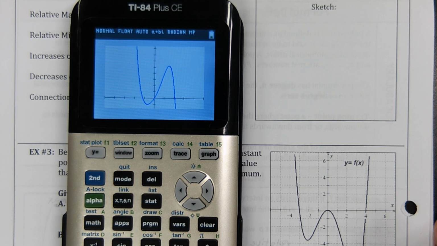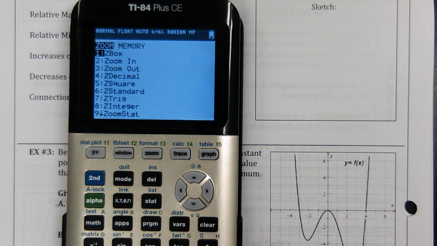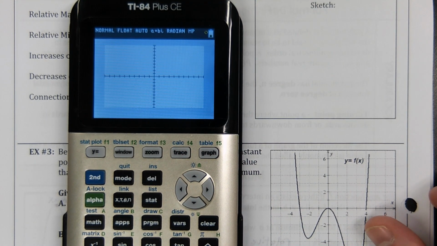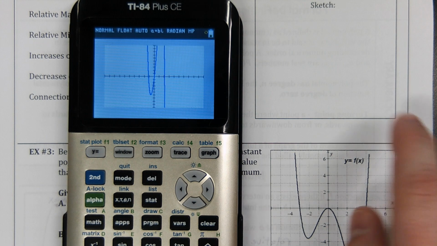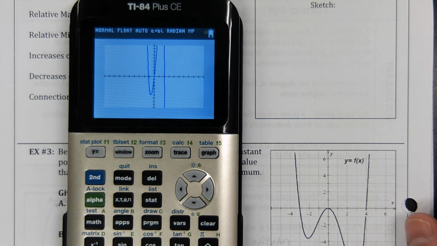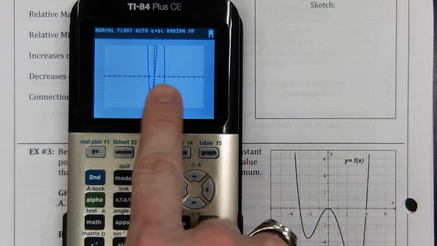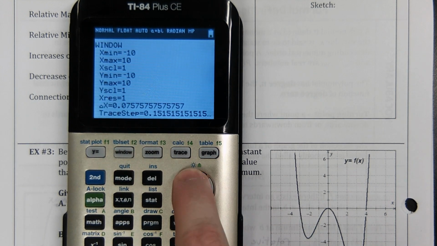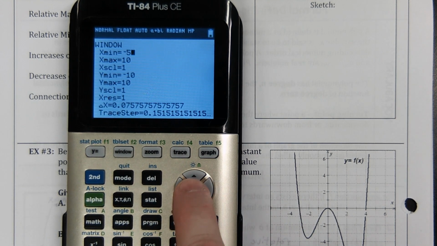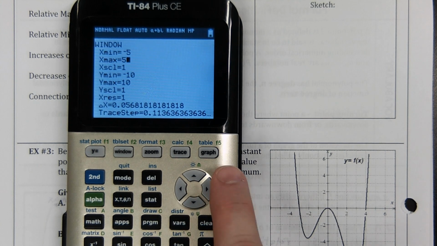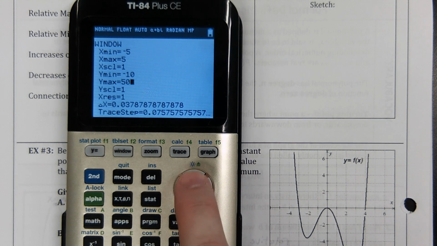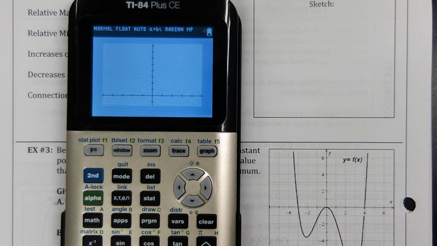Why did I change the window? Because here was the standard window. That's zoom 6. I can't see the top of the graph, so I don't know where the maximum is. And it's hard to see behavior. It's just nicer to spread the graph out. So for the window, it made a nicer picture left and right to shrink the x-axis and stretch the y-axis so I could see everything.